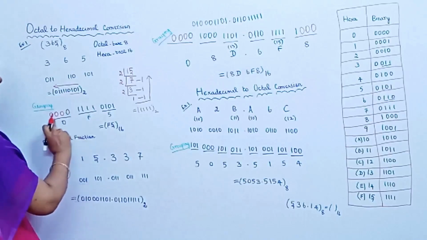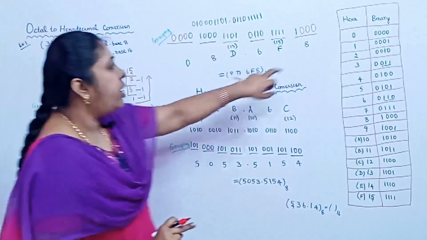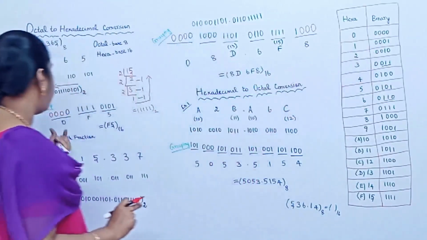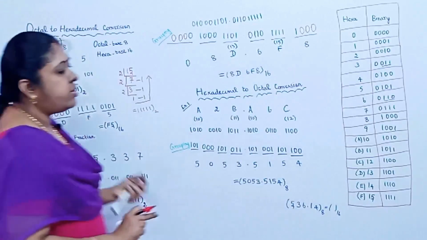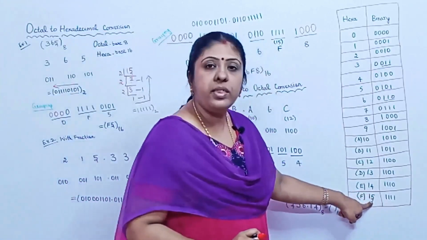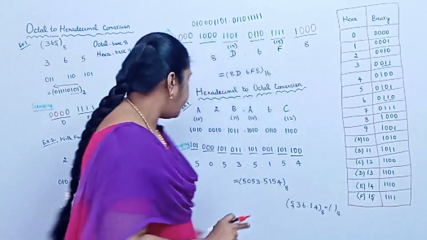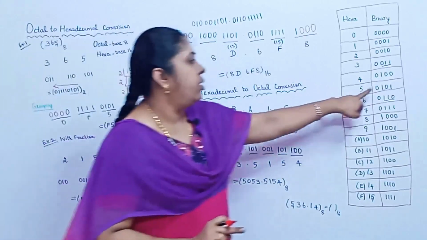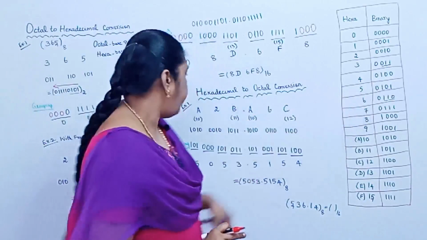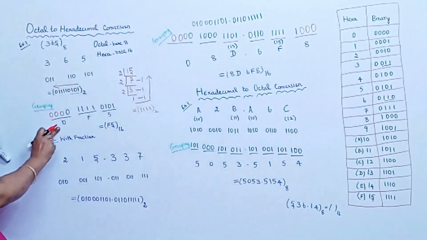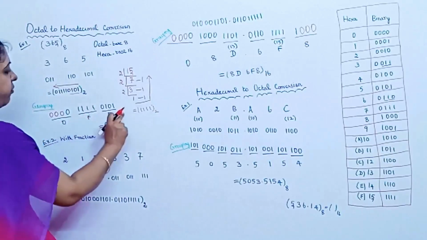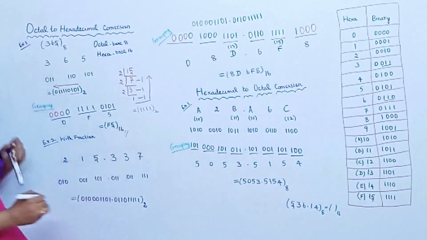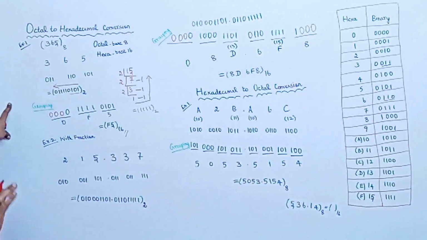Again, the values can be found. For 0000, the hexa value is 0. For four ones, the value is 15, and 15 is represented as F. For 0101, the concerned hexa value is 5. So, discarding this left-hand 0, F5 can be written, and this is the hexadecimal conversion. Now this is for the integer part.